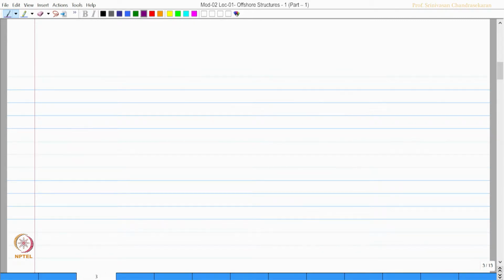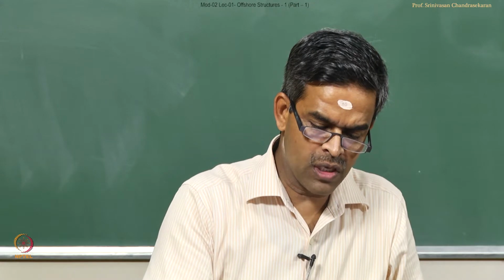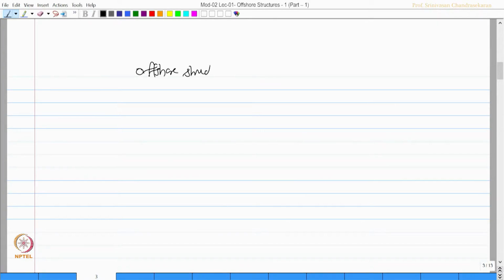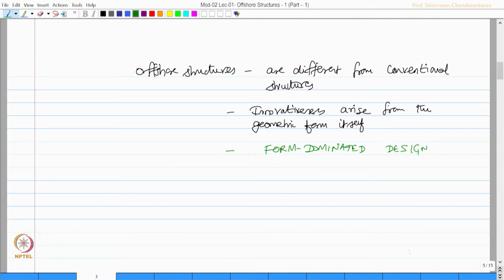But friends, when you talk about assembly of members in a geometric form in offshore structures, they are slightly different from that of conventional structures because the innovativeness arises from the geometric form itself. So, I should say a single word which is a captive word in offshore structural design. It is actually form dominated design. It is not a function dominated design.